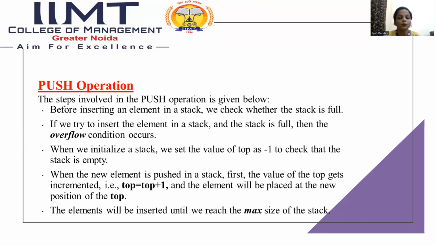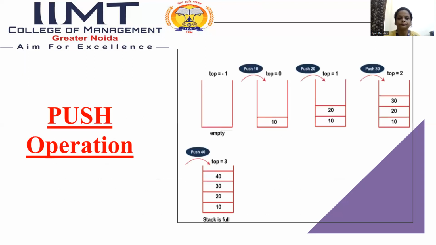When a new element is pushed in the stack, first the value of top gets incremented. Whenever we want to insert a new element into the stack, the value of the top pointer, that is the top of the stack, will be incremented by 1. The elements will be inserted until we reach the max size of the stack. Definitely, if we want to insert elements, they will be inserted until we reach the max size condition. So here we can see from the example, the starting value of top is -1.